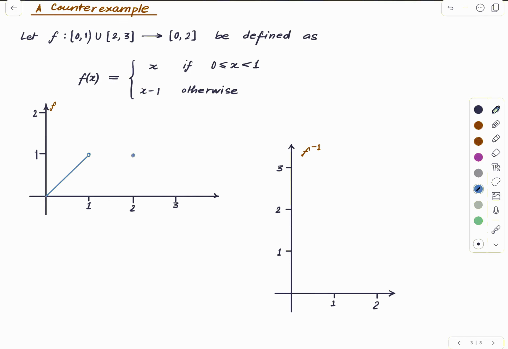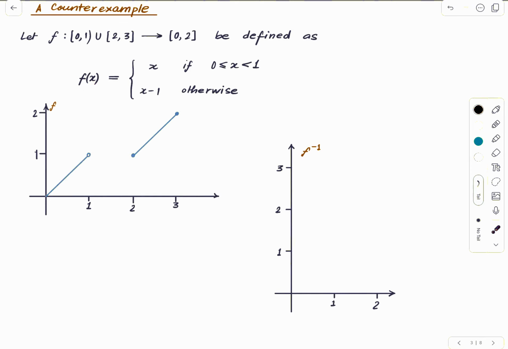And the image of 3 is 2. So it's roughly that point. And that is what the function is going to look like. I'll make a solid circle to indicate that this point is in the graph. This point is in the graph. This is not in the graph. Okay, so that's the graph of the function f.